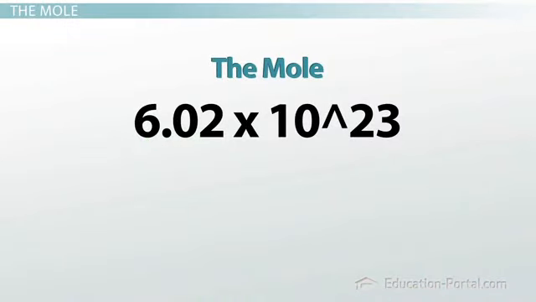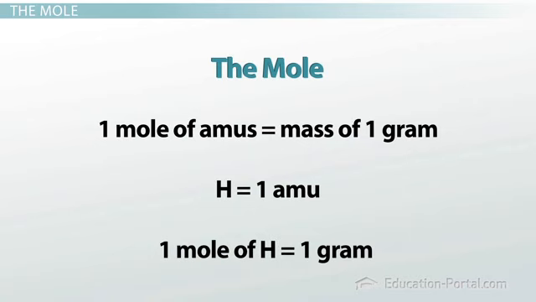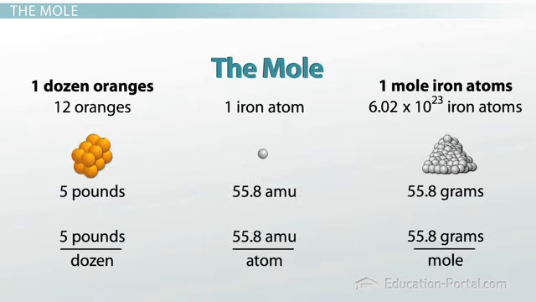Okay, back to chemistry. If 1 mole of AMUs is the same mass as 1 gram, and 1 hydrogen atom has a mass of 1 AMU, then 1 mole of hydrogen atoms would have a mass of 1 gram. What about our iron from the beginning of this lesson? If 1 iron atom has a mass of 55.8 AMUs, then a mole of iron atoms, 6.02 times 10 to the 23rd of them, will have a mass of 55.8 grams.